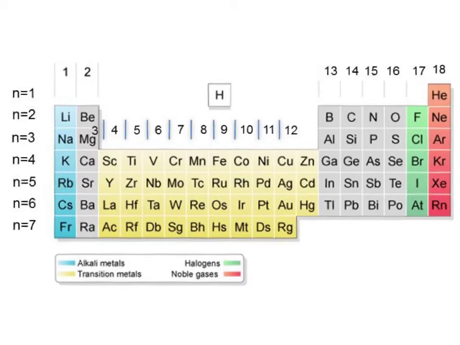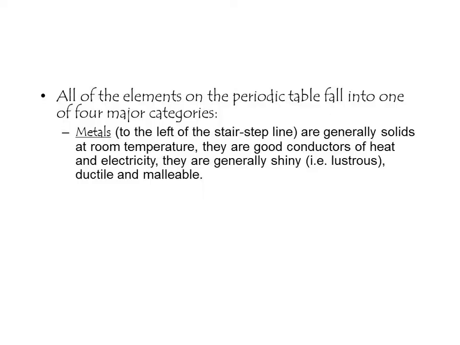On the periodic table, you will notice that there is a stair-step line between barium, silicon, arsenic, tellurium, and polonium. And this is a special staircase line because this indicates where things lie on the periodic table. So, the first major category is the metals, which are typically solids at room temperature, good conductors of heat and electricity, and are generally shiny, ductile, and malleable. These are generally found to the left of the staircase.